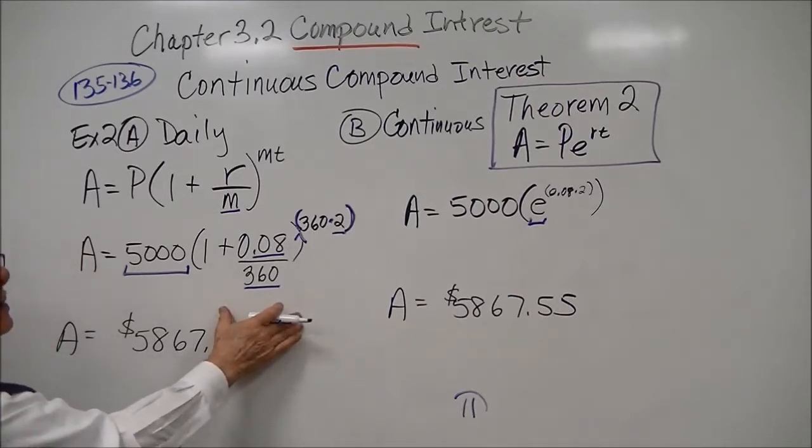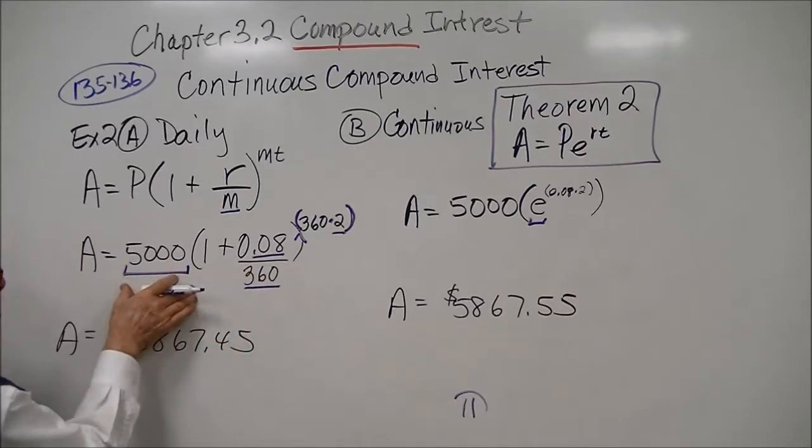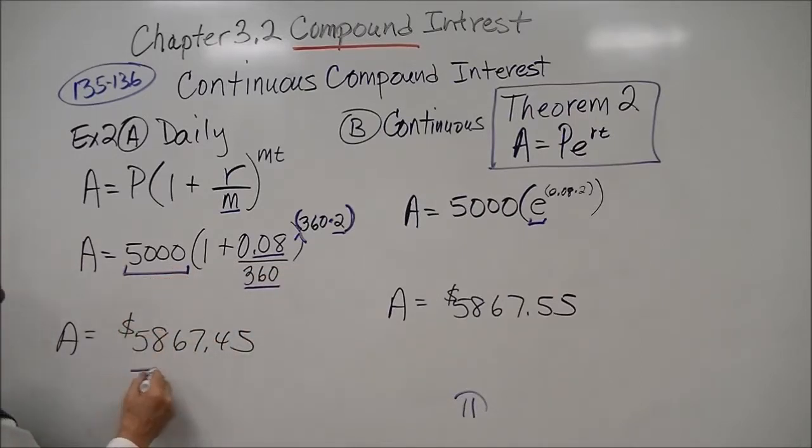And that would give you a number. You would then take this number, multiply it by 5,000, and this is what you get. Now, I wouldn't do that by hand. I would use a calculator.